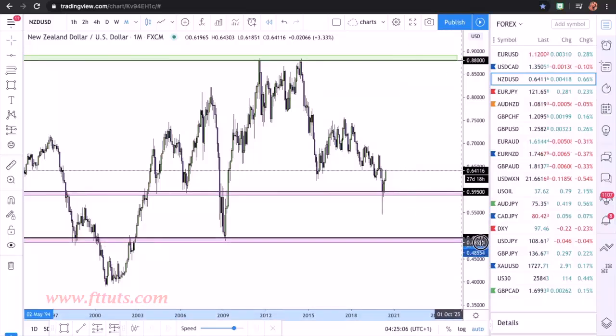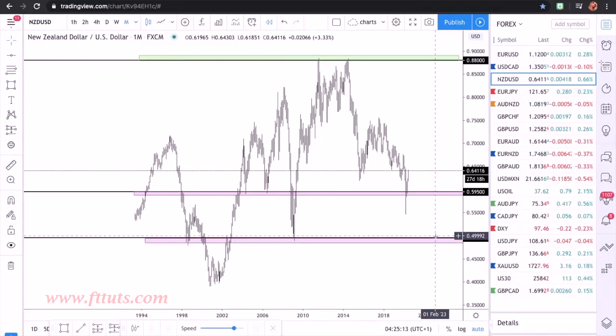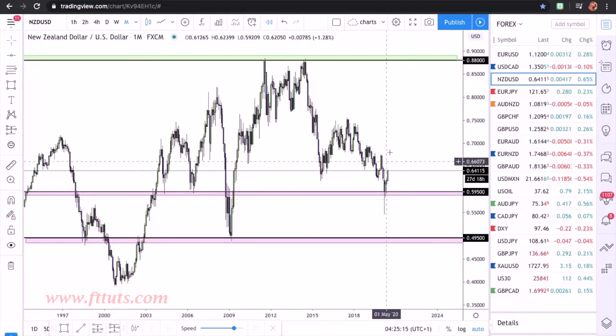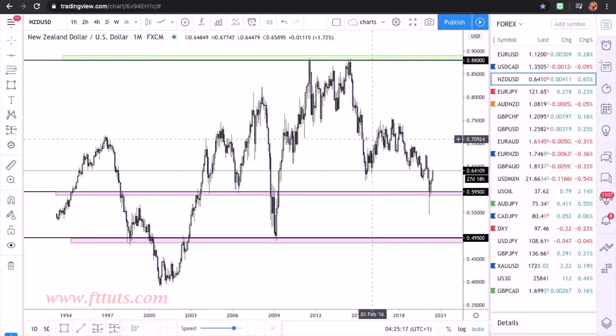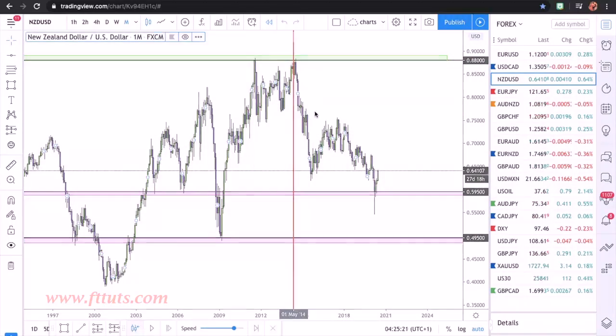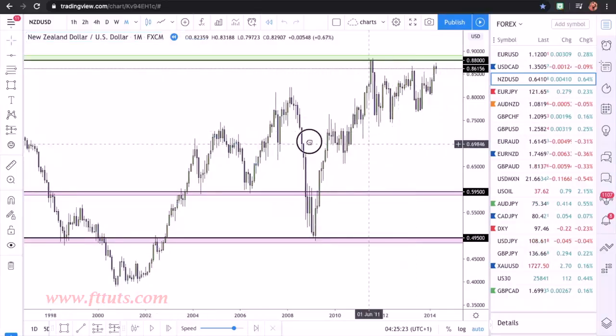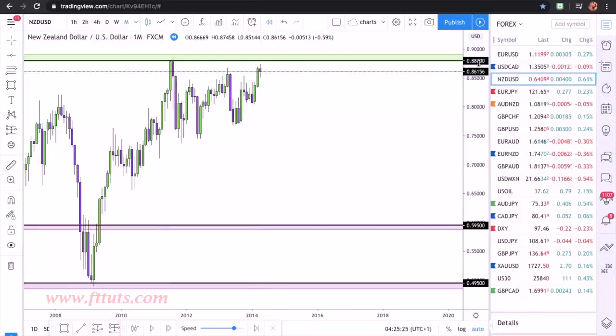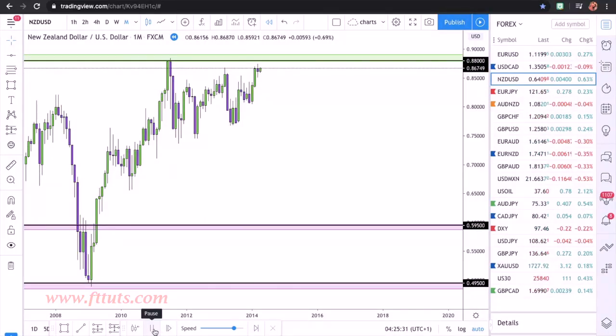Okay, so these are our zones for NZD USD. So 88, 59.5, 49.5. So this is all you do. Again, let's say price is coming up to this level, okay? So it's coming up to that 88. We're looking for exhaustion. It's looking like it's going to make a double top pattern. So it comes up.